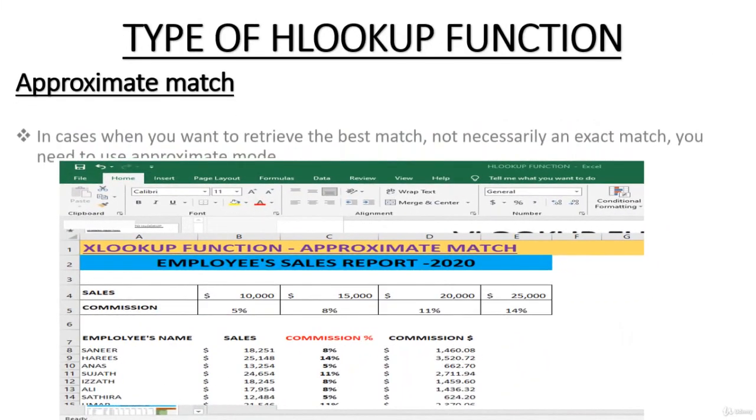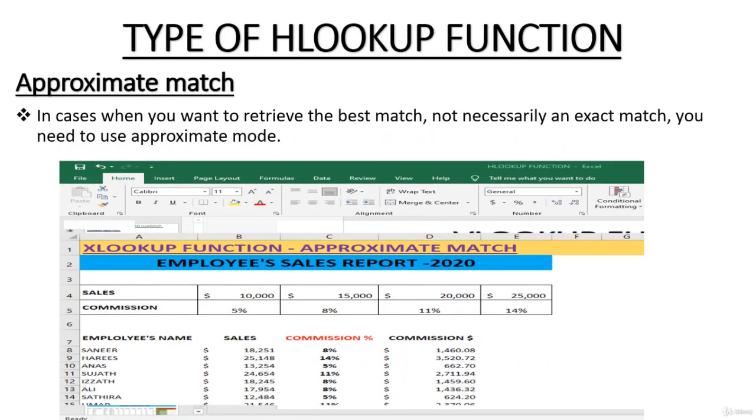Now we are going to look at the approximate match. Approximate match means when you want to retrieve the best match, not necessarily an exact match, right? So in this case you need to use the approximate mode in the Hlookup function. If you look at this example, it is easy to understand. We will practice this example in the practical section.